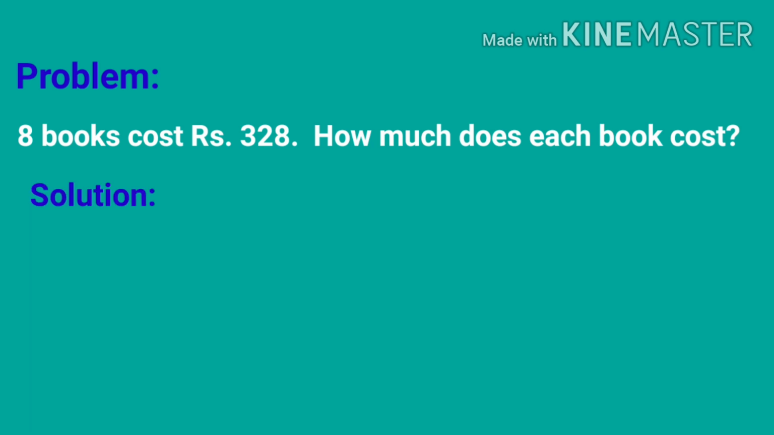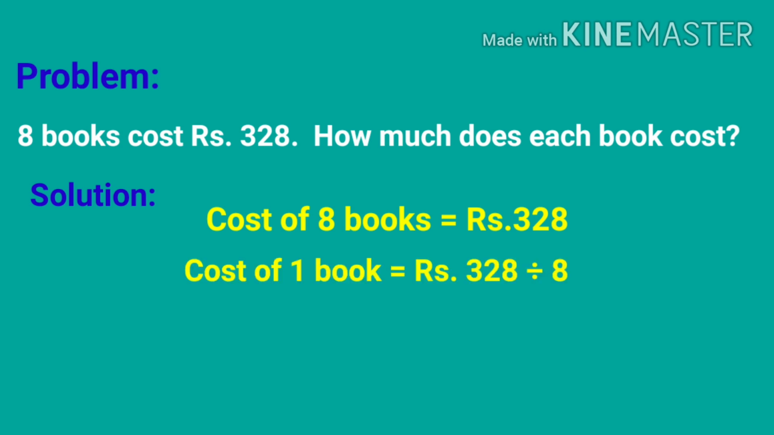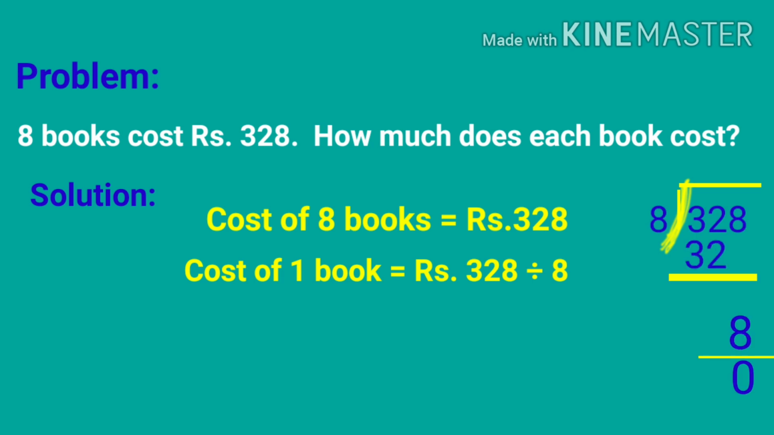Children, let us write down the given facts. The cost of 8 books is 328 rupees. To find the cost of one book or each book, we divide 328 by 8. What do we get on dividing 328 by 8? Yes, on dividing 328 by 8, we get 41. So, the cost of each book is 41 rupees.